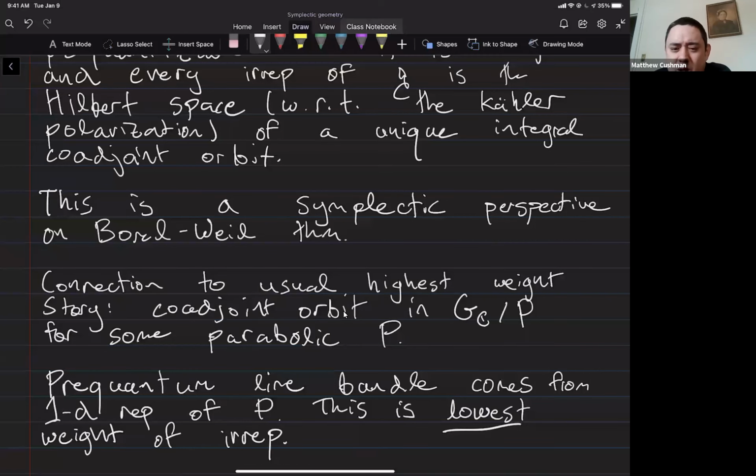Dare I ask what a parabolic is? I've done a little bit of reading, so I've seen this word before. Well, it's okay. The lame answer is you define an action of the complexification on a coadjoint orbit, and it's the stabilizer of one of those actions. Okay. But the thing to think about in SU(N) is block upper triangular matrices.